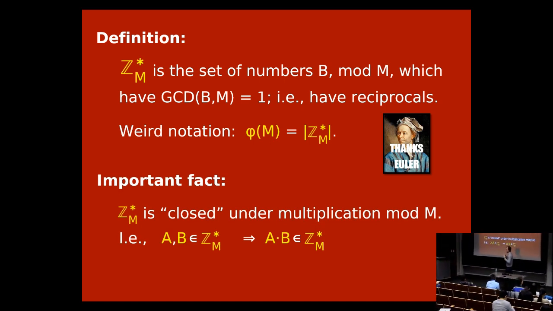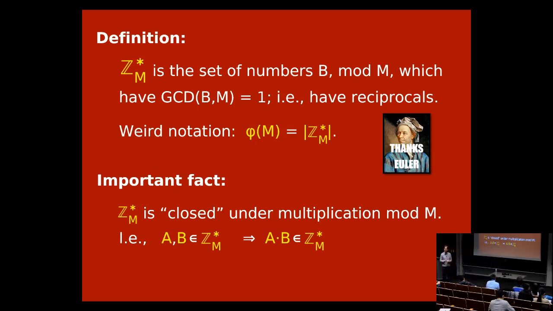So here's an important fact that I'll illustrate on the next slide. If you just collect up all the numbers that have an inverse together and call them Zm star, this thing is closed under multiplication, which means if you take two of these numbers that have inverses and multiply them together mod m, that thing also has an inverse.